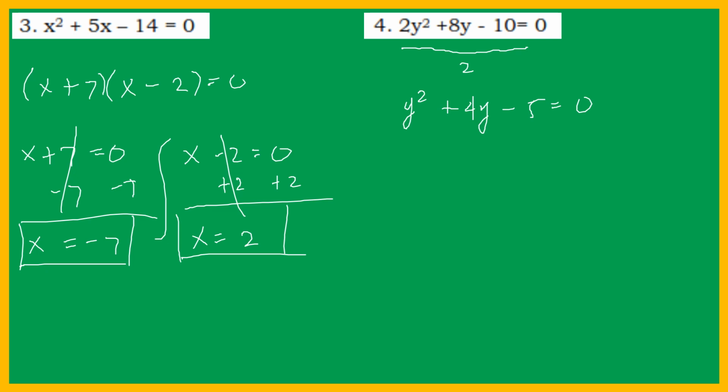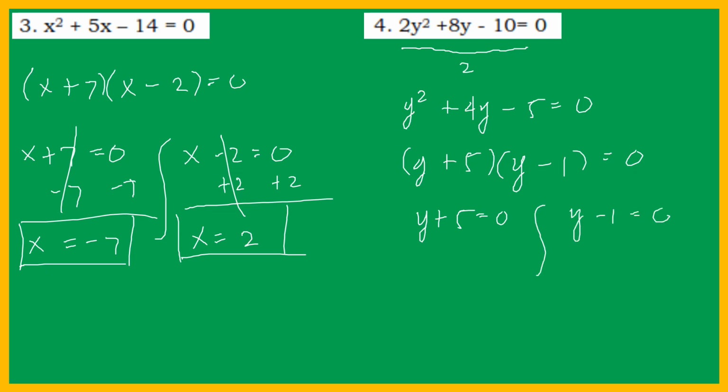And then, proceed with factoring. So, y times y is y squared. And then, factor negative 5 na pag pinag-add, ang sagot ay positive 4. And that is positive 5 and negative 1. Then, equating all the factors into 0, we will have y plus 5 is equal to 0, and then y minus 1 is equal to 0.